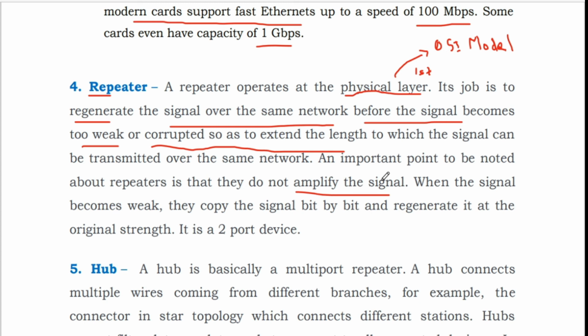So it is a two-port device. Amplification is amplifying the signal, boosting up the signal. You know what an amplifier does. If you have a music system and you use an amplifier, it will boost up the signal which is weak or which is not able to produce the proper output. Whereas a repeater doesn't work as an amplifier; what it does is, when a signal becomes weak, it copies the signal bit by bit and regenerates it at the original strength. So it is a two-port device.